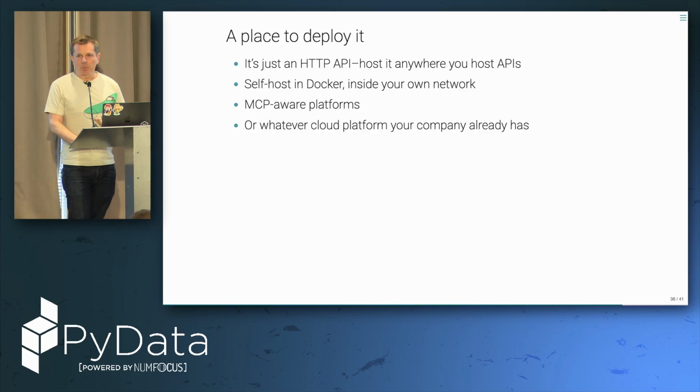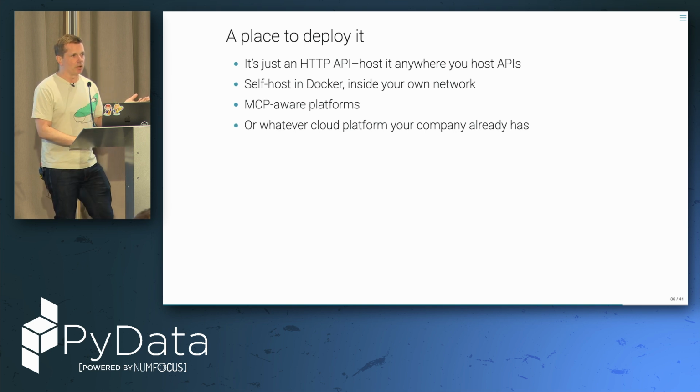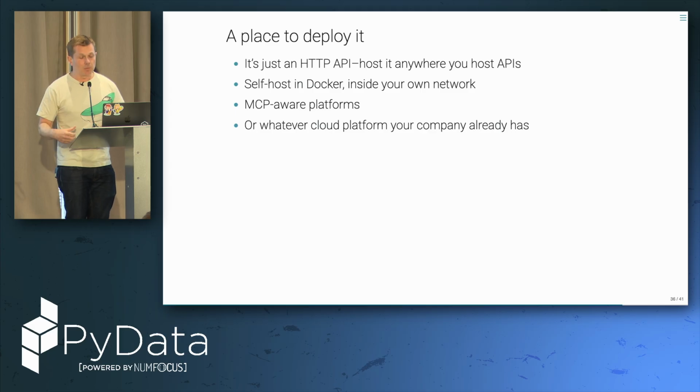So we need a place to deploy it. And because this is just an HTTP API, anywhere that you can host APIs would work. You can self-host it inside Docker. If you work at a company that has a platform for deploying things, you probably have a place to do this. There are platforms that are more aware of the MCP spec and all the things it can do. Posit Connect is one of them. There are others that are good choices as well.